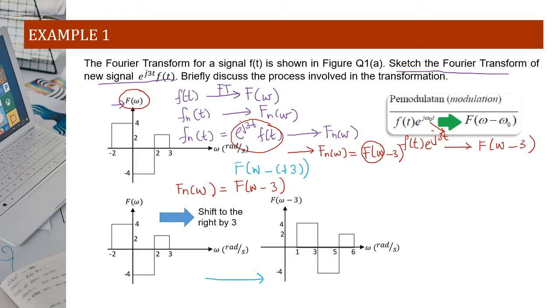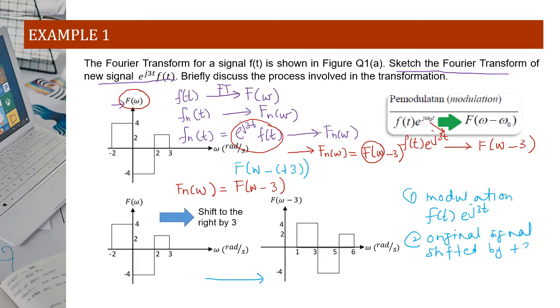Discuss the process involved. In this case, first, that's a modulation process, when the f(t) function is multiplied with the exponential function e^(j3t). Secondly, what happened to the signal? You can see that the original signal is being shifted to the right by 3. And then what else? Is anything happening to the amplitude? No changes in the amplitude, only in frequency. So I think those are the two processes involved in the transformation process.